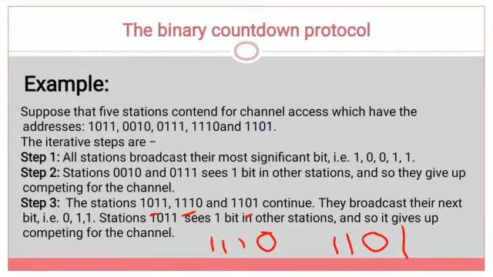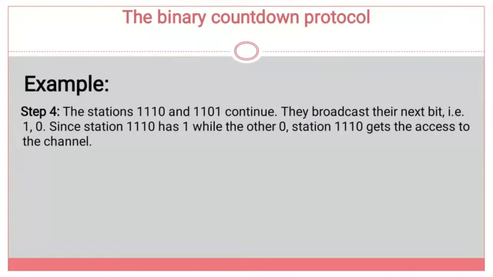So what will they do? Now those 2 stations will broadcast their next bit value, that means the third bit. What are the third bits in these 2? 1 and 0. Since station 1110 has 1 while the other station 1101 has 0, station 1110 gets access to the channel and 1101 gives up for some time. Now the winning station is 1110, so it will access the channel to transmit the packet.